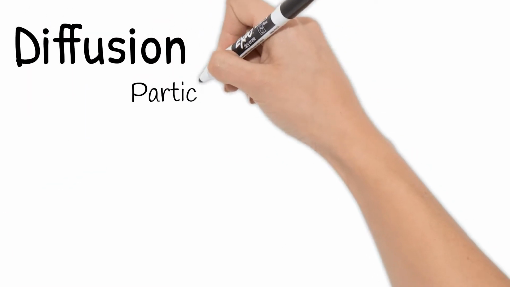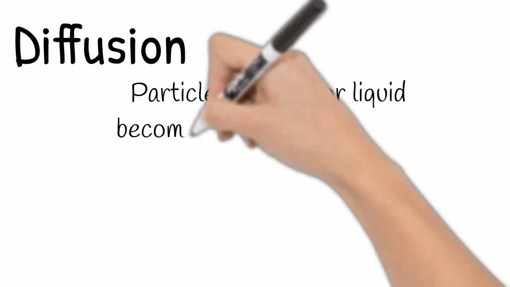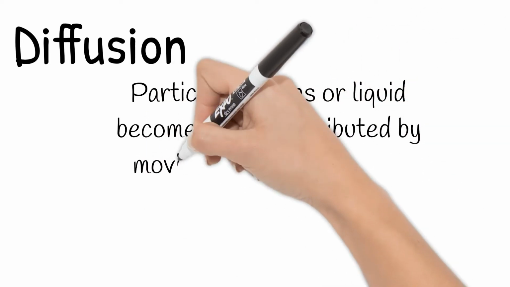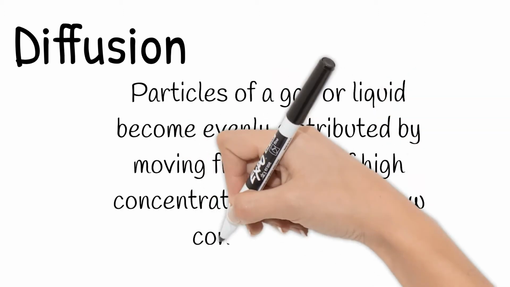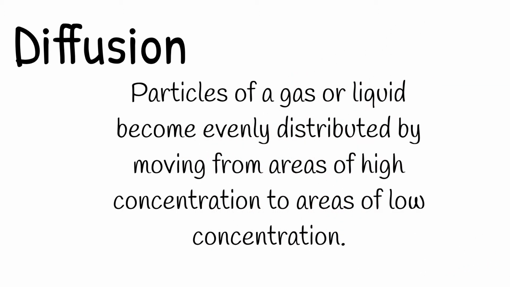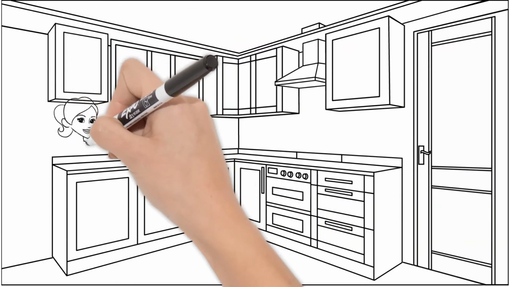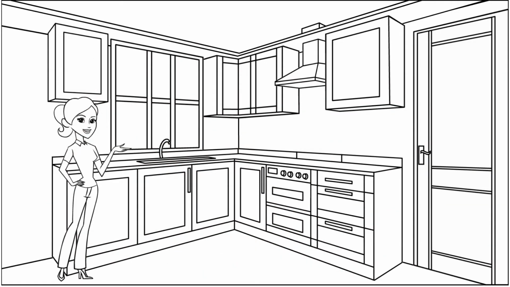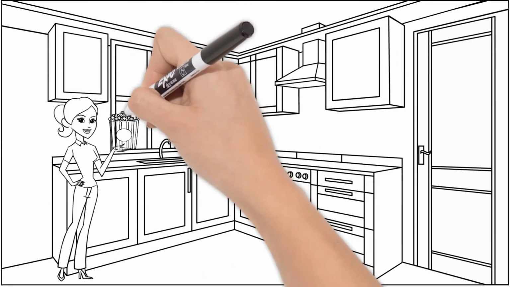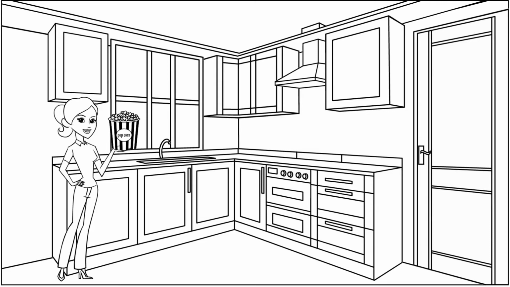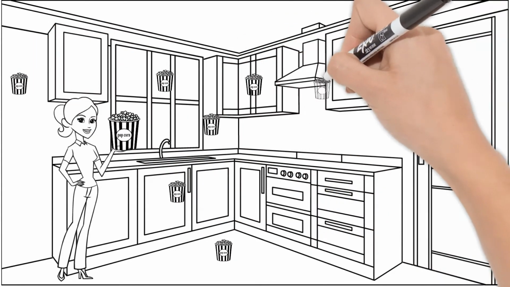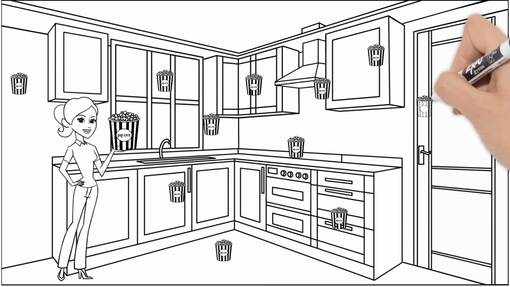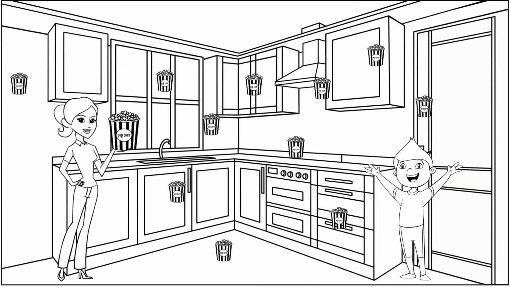Diffusion is when particles of a gas or liquid become evenly distributed by moving from areas of high concentration to areas of low concentration. When you open the microwave after cooking popcorn, there is a high concentration of popcorn smell in the microwave, but a low concentration in the room. That popcorn smell will diffuse through the room until everyone knows there's popcorn and comes to take a handful.